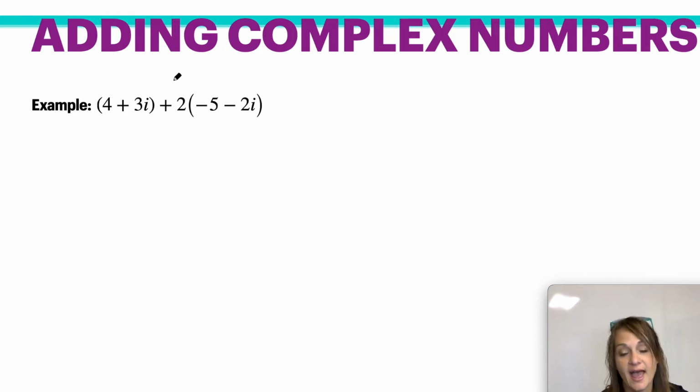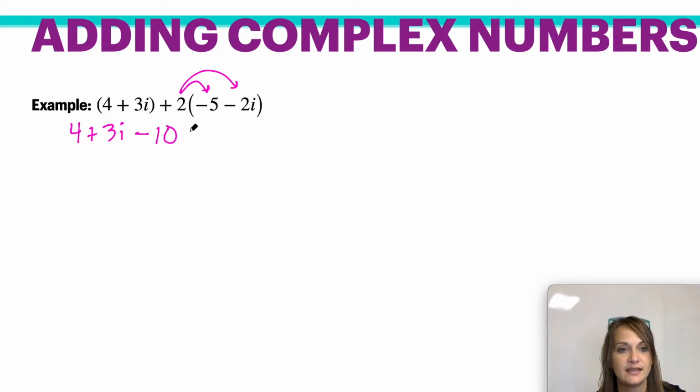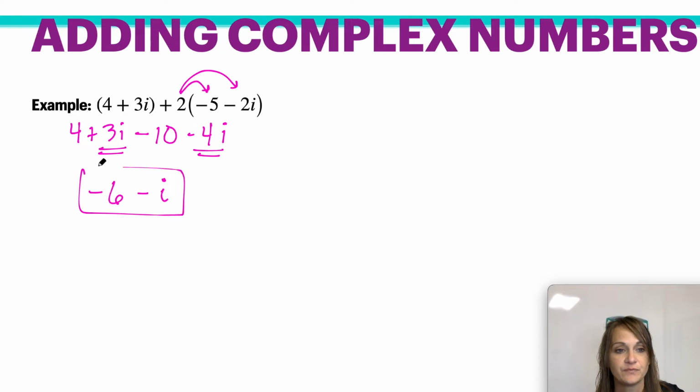You also can add, multiply, subtract, and divide complex numbers. So we can distribute this 2. So we'll get 4 plus 3i minus 10 minus 4i, because 2 times 5 is 10, 2 times 2i is 4i. The 3i and the negative 4i combine, and the 4 and negative 10 combine. So 4 and negative 10 give me negative 6. 3 and negative 4 give me a negative 1i. Make sure that i goes second.